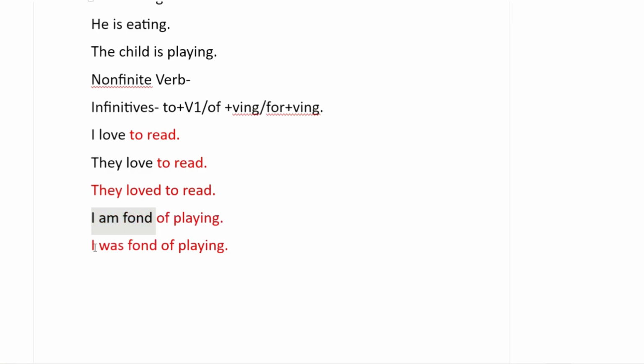So as we can see, infinitives are a combination of to plus V1, of plus V-ing, or for plus V-ing. They act like a noun and they do not change even when you change the tense or noun number. So there are two other types of non-finite verbs, that are participles and gerunds, that we'll be taking up in the next part of this video.